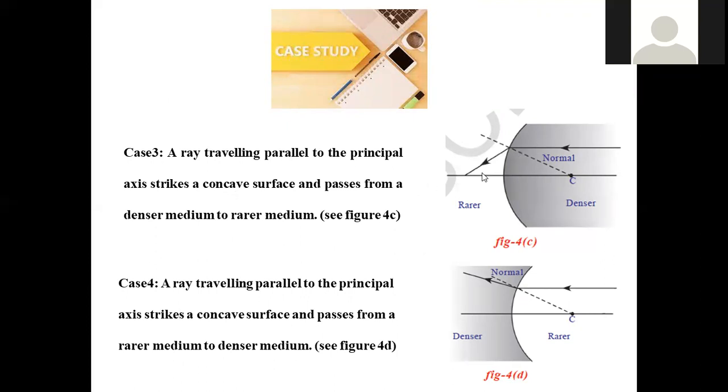Here you are going to apply the first two conditions, which are convex mirror. Here the concave mirror is going to be applied, and light passes from the denser to the rarer medium. This will be the denser medium, say water, and the rarer medium, say air.